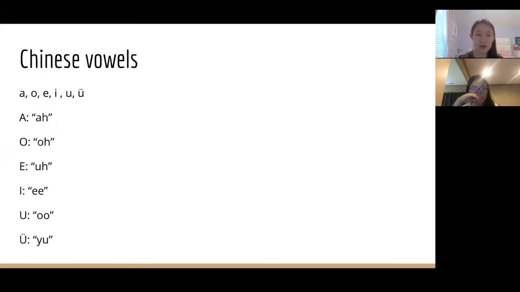So the Chinese vowels are A, O, E, I, U, and this weird U with 2 dots on top, which I'll explain how to pronounce later. The first vowel is A. It's pronounced ah. Say it with me again. Ah. The second vowel is O, and it's pronounced sort of similar to English, but not exactly.